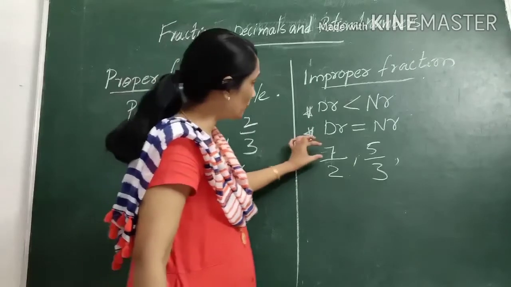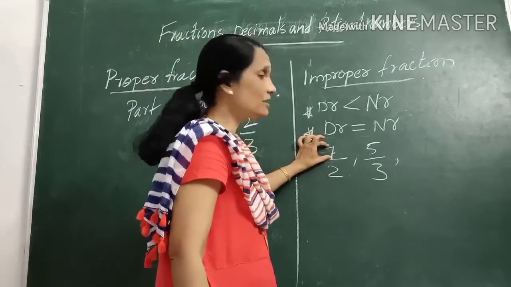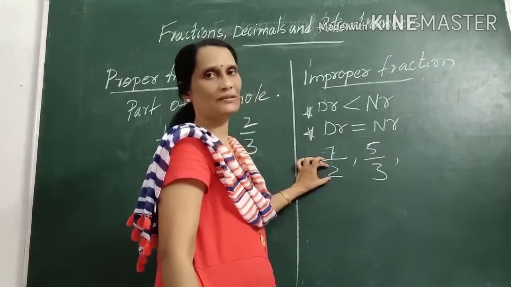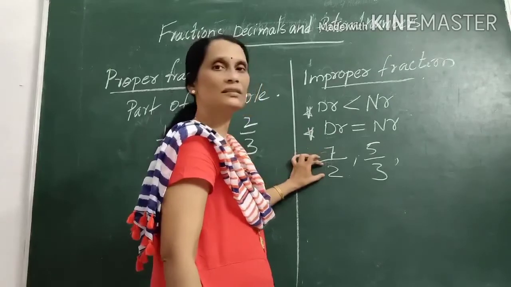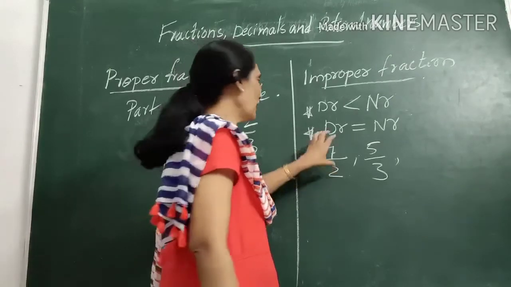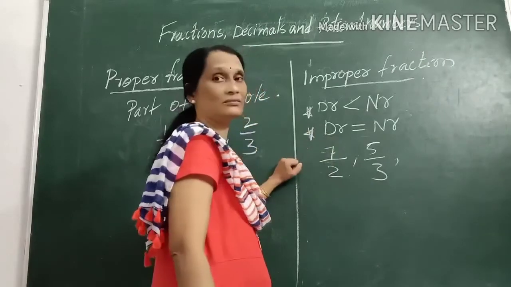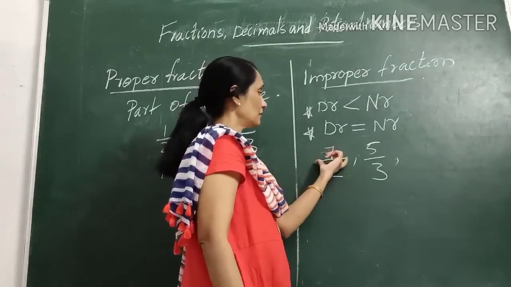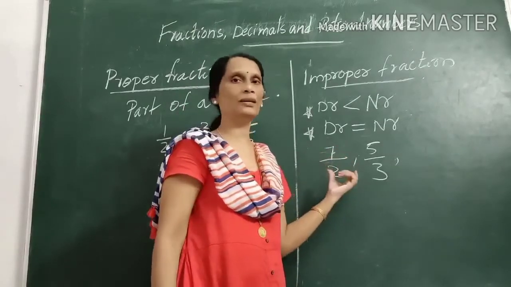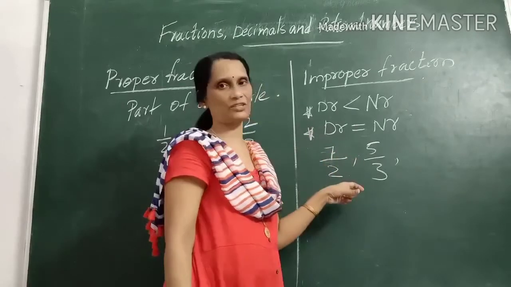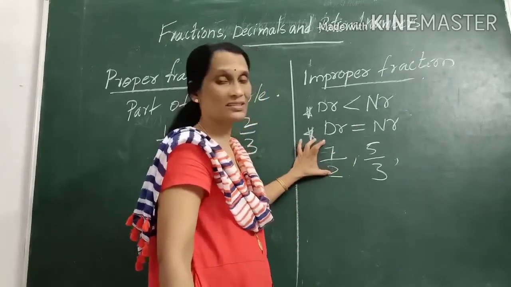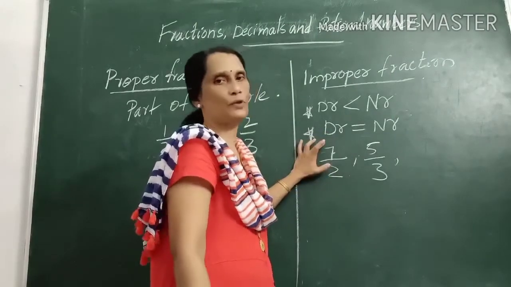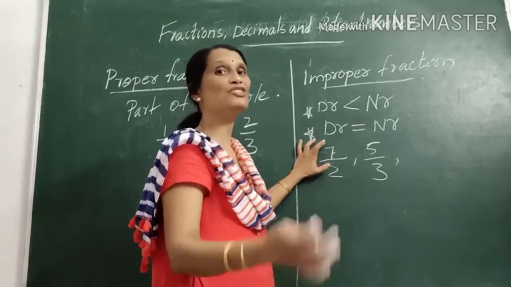So here what do you observe? Here the numerator is bigger than the denominator. So this is called an improper fraction. We can change this improper fraction as a combination of a whole number along with a proper fraction. That is known as a mixed fraction.